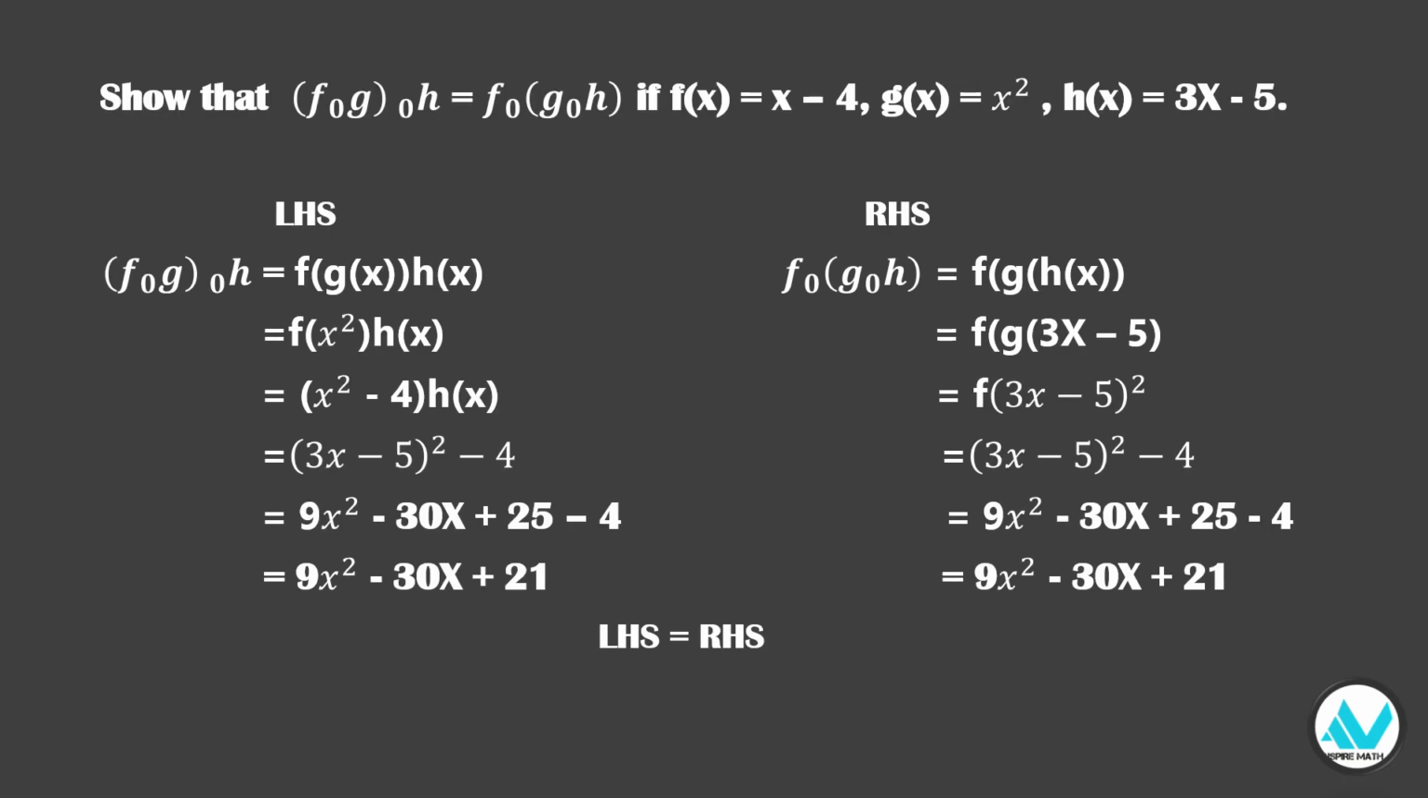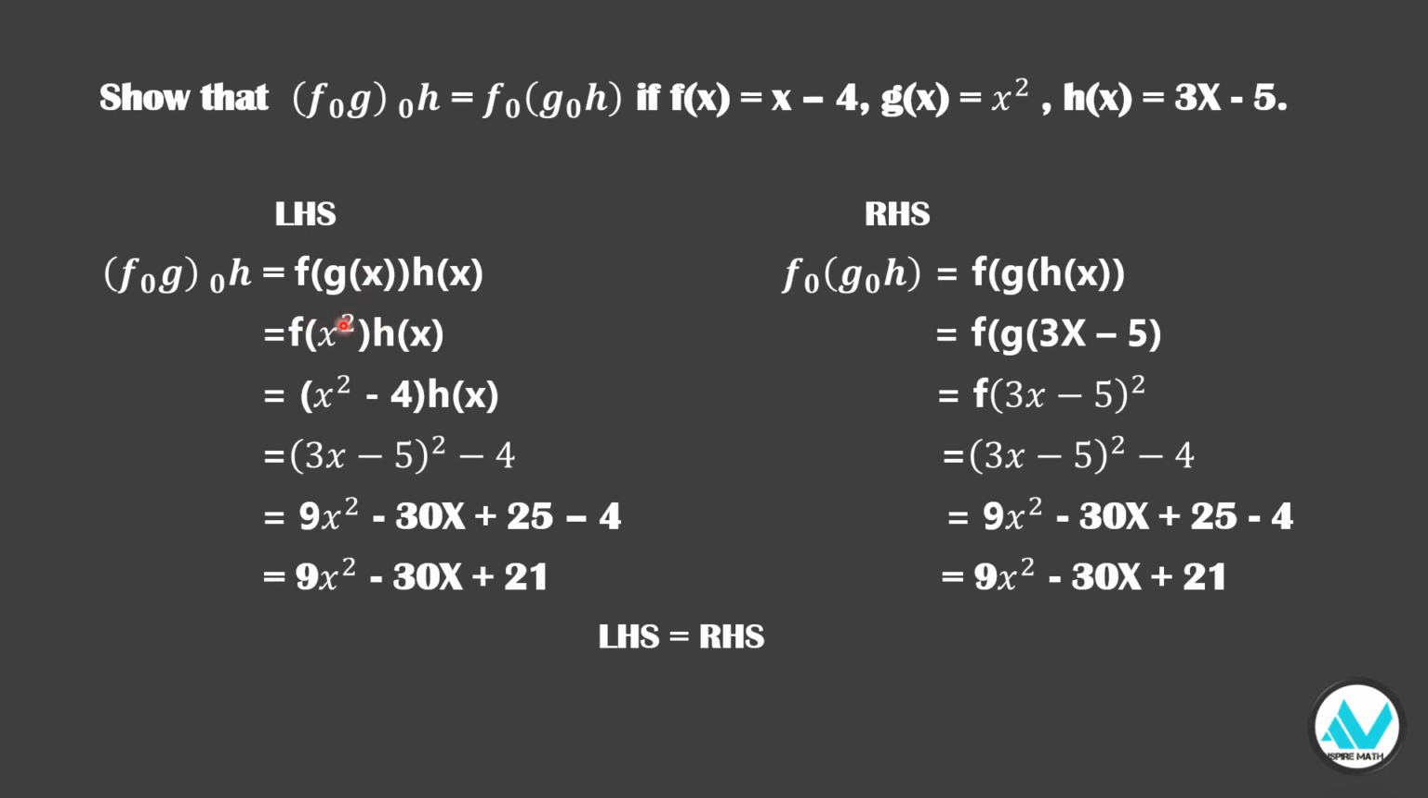The problem: show that (f∘g)∘h equals f∘(g∘h), where f of x equals x minus 4, g of x equals x square and h of x equals 3x minus 5. Let me take the LHS, that is (f∘g)∘h. Now let me take the brackets first, that is f of g of x into h of x. Now in place of g of x, I am going to put x square. So f of x square into h of x.